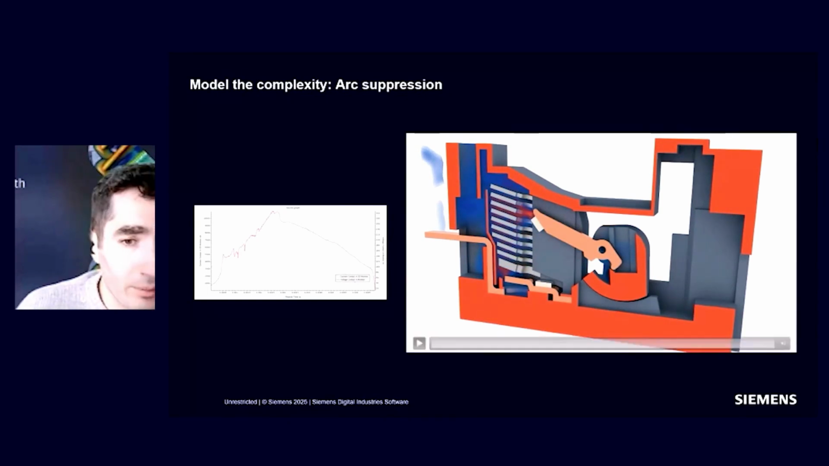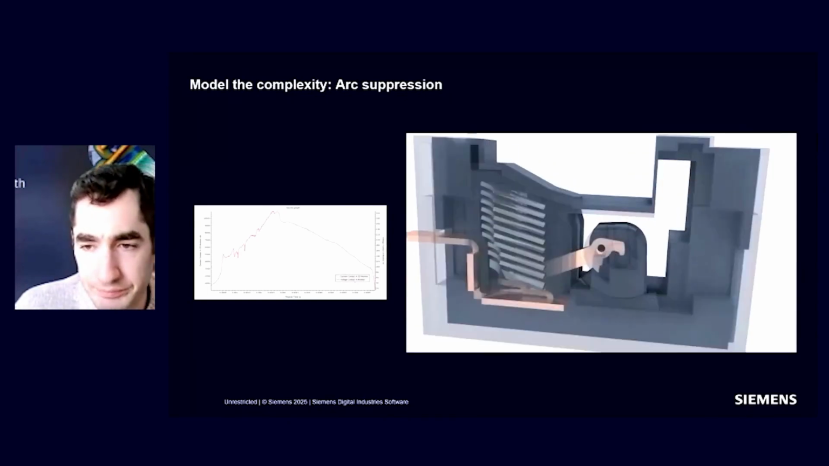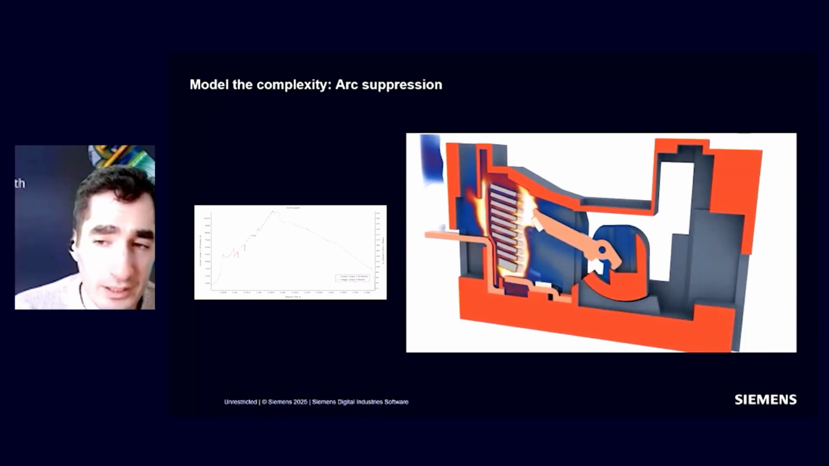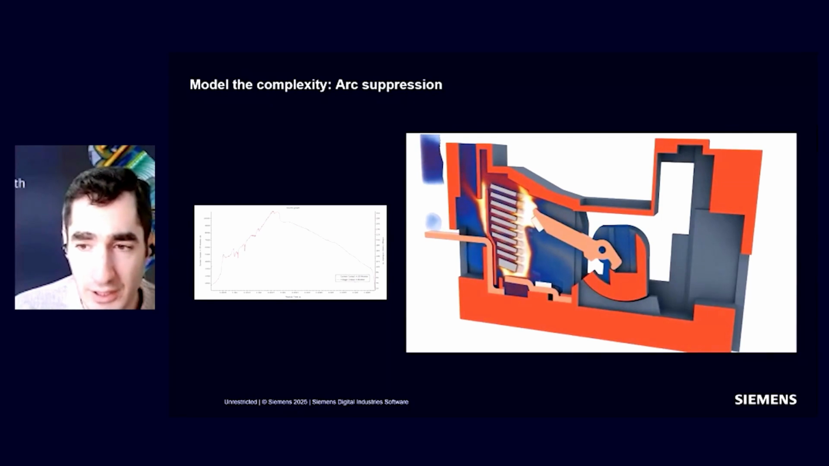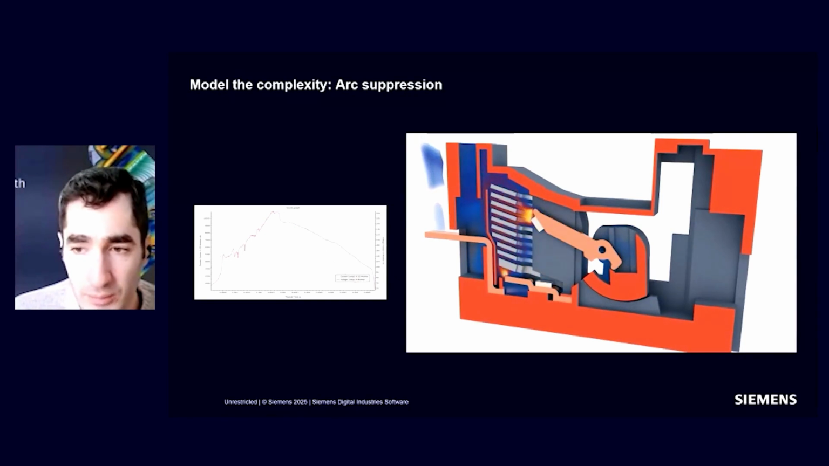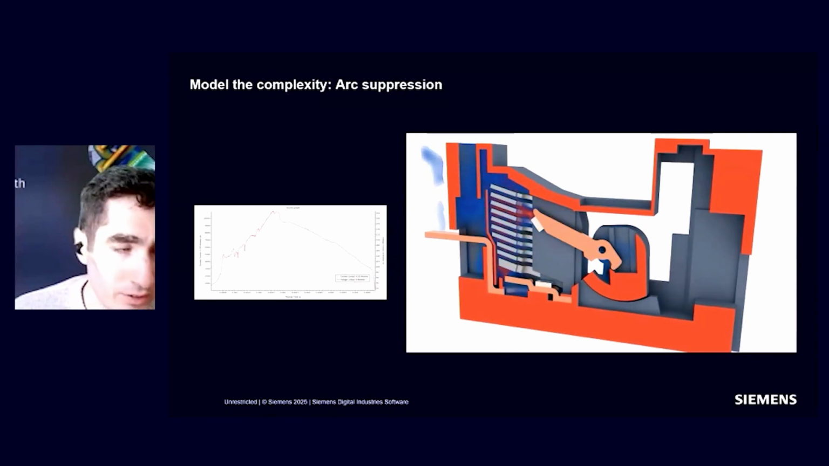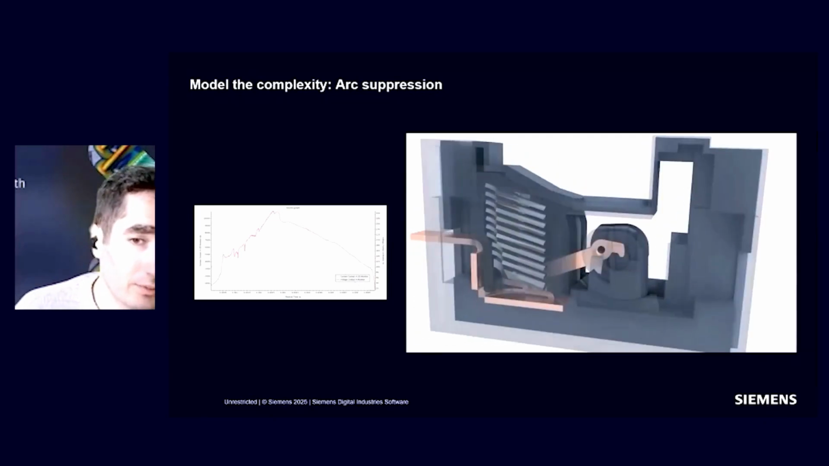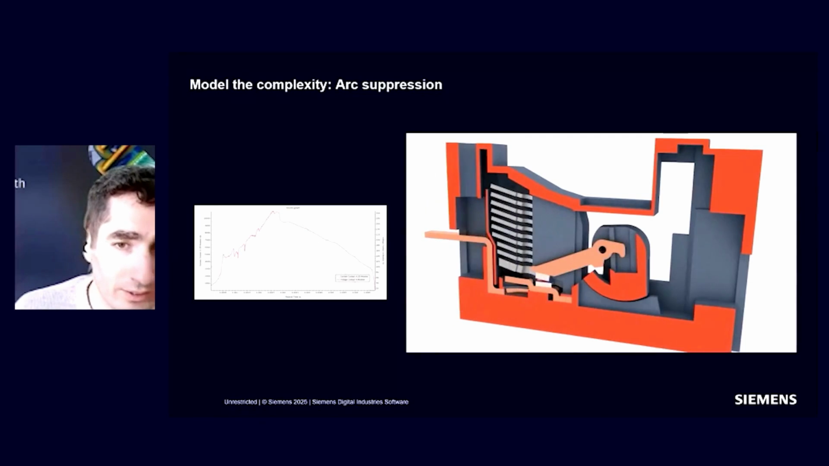This problem has a lot of challenges. With Siemens simulation tools, we can analyze the arc plasma behavior, so how the arc evolves and dissipates, the heat transfer and material stress, ensuring that the components withstand very high temperatures. In this kind of problem, we are talking about tens of thousands of Kelvin degrees.